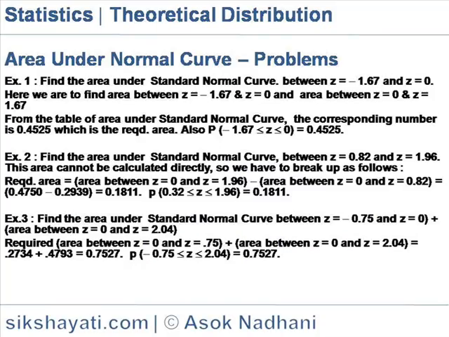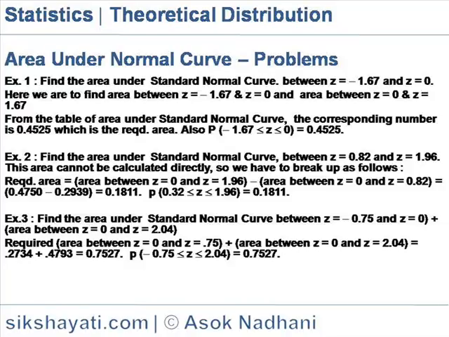Area under normal curve. Example 1. Find the area under normal curve between z is equal to minus 1.67 and z is equal to 0. Here we are to find out the area between z is equal to minus 1.67 and z is equal to 0, and area between z is equal to 0 and z is equal to 1.67. From the table of area under standard normal curve, the corresponding number is 0.4525, which is the required area.